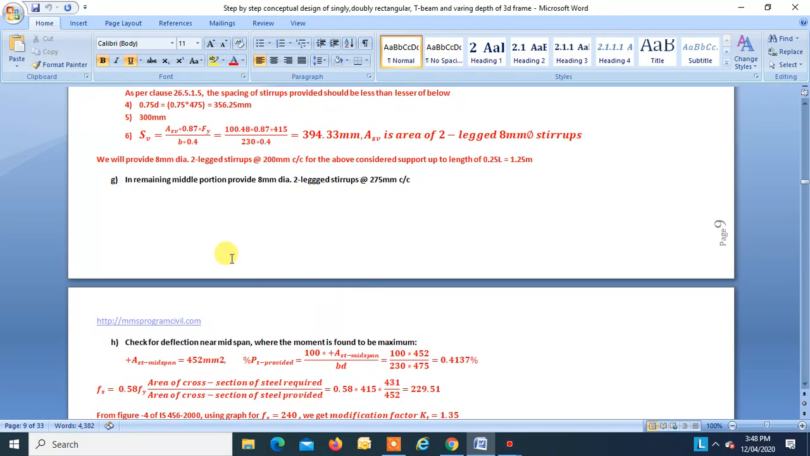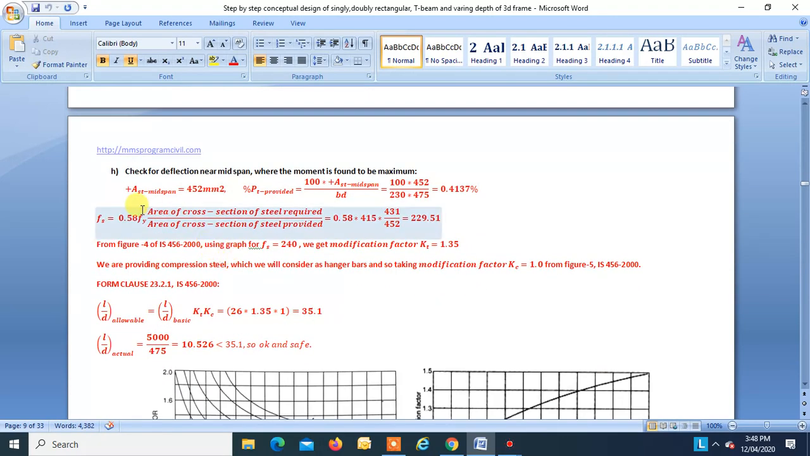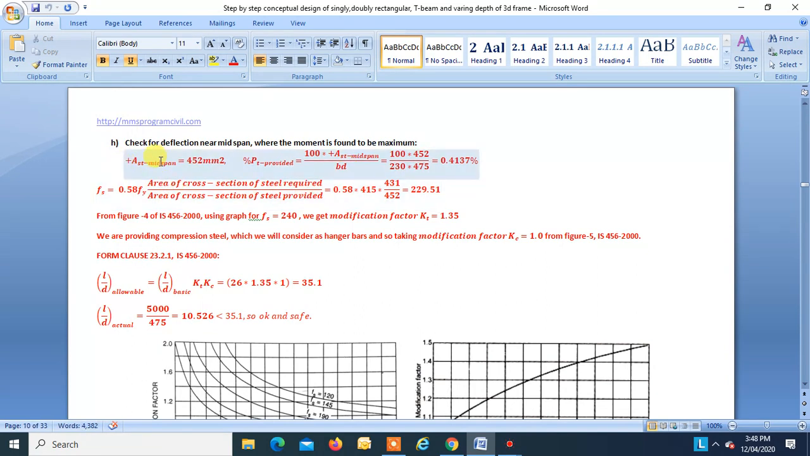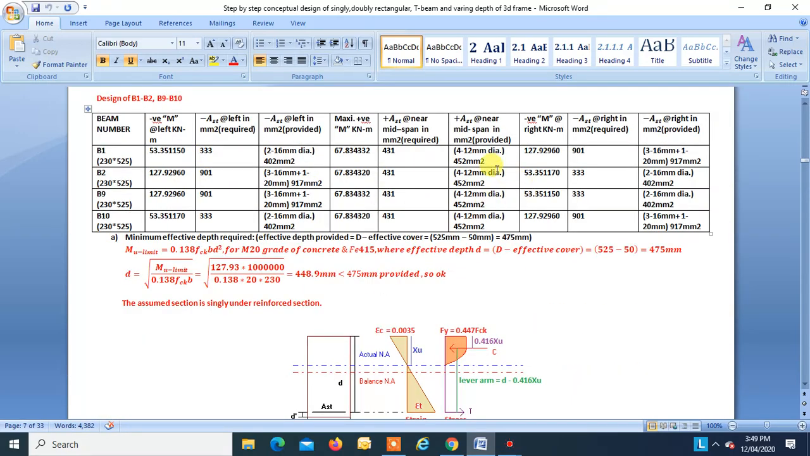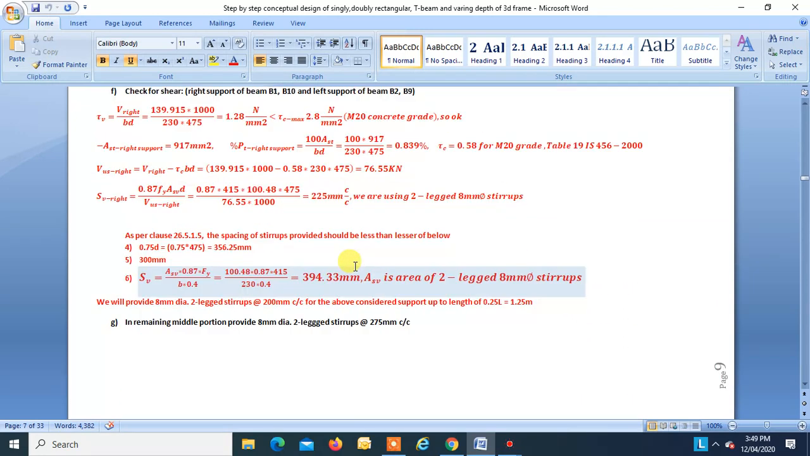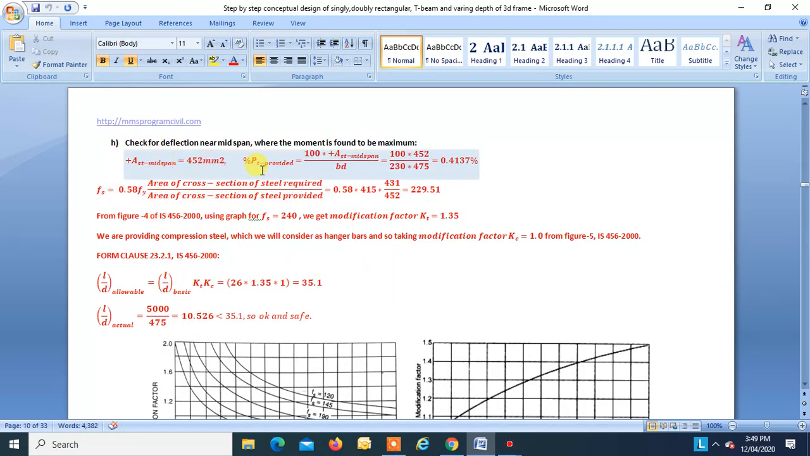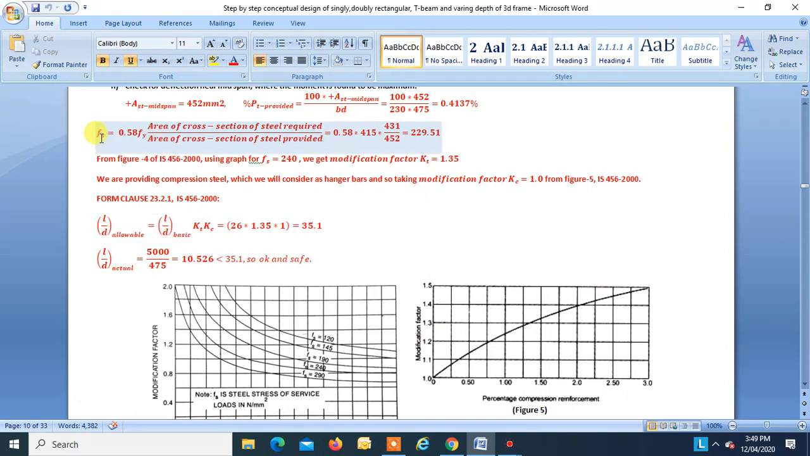After doing the check for shear, now we have to do the check for deflection near the midspan where the positive moment is maximum. The maximum positive steel provided at the midspan is 452, which we got from the table. Positive Ast near midspan is 452, right? So we will find the percentage of steel for that. The corresponding percentage of steel, 100 Ast divided by bd, is 0.4137. This is the formula given in the code.